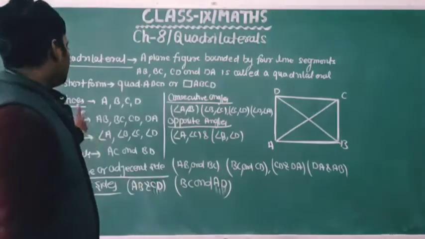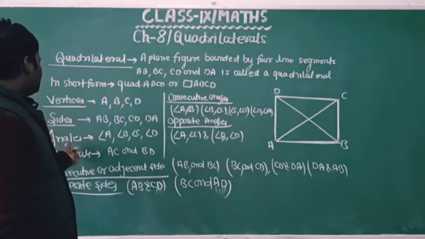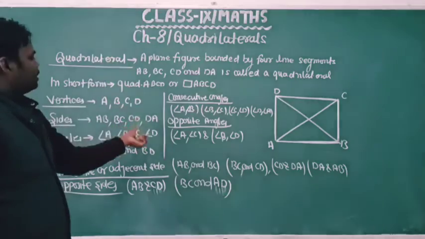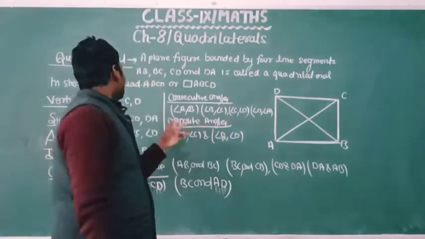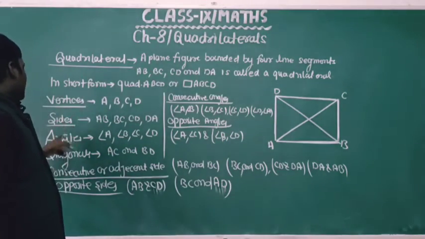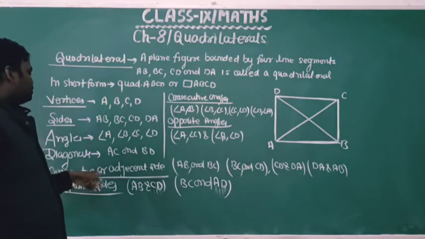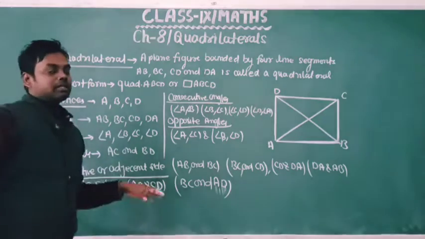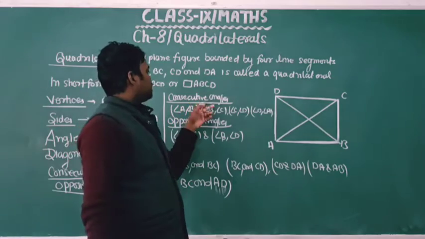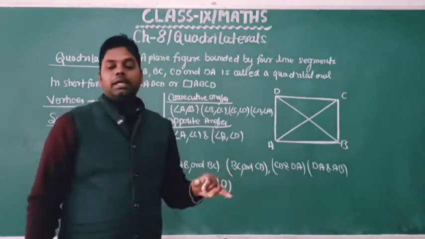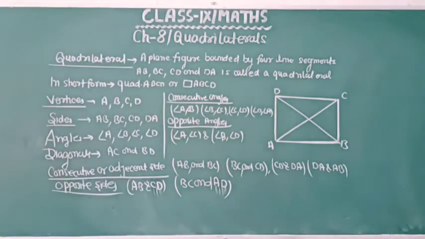So these are all terms related to a quadrilateral: vertex, side, angle, diagonal, consecutive or adjacent sides, opposite sides, and next, consecutive angles and opposite angles.